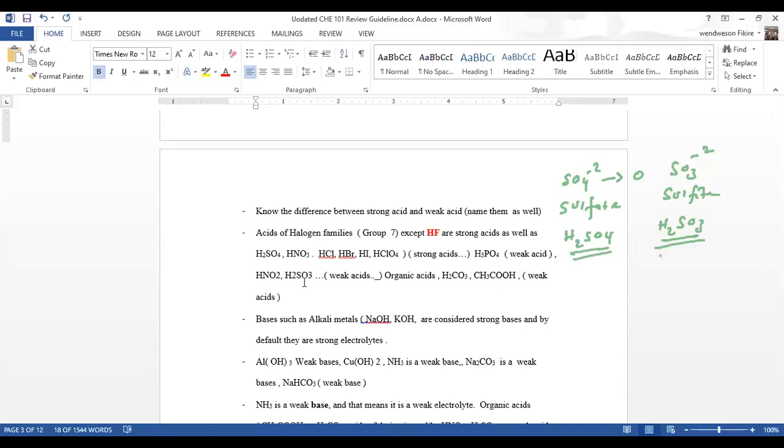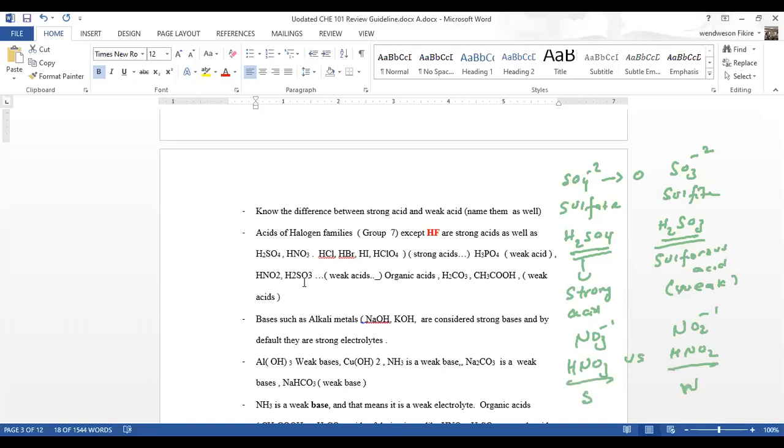Any derived acids, like sulfurous acid, because it's derived from a sulfite ion, are considered weak acids, whereas sulfuric acid is a strong acid. Nitrate versus nitrite, for example. A deficiency of oxygen indicates that the acid composed from derivatives of oxygen is a weak acid. So we have HNO3 versus HNO2. This is a strong acid, whereas this one is a weak acid.